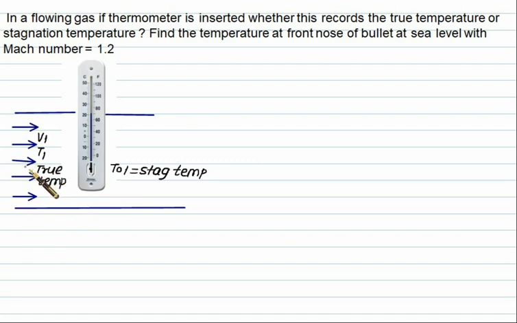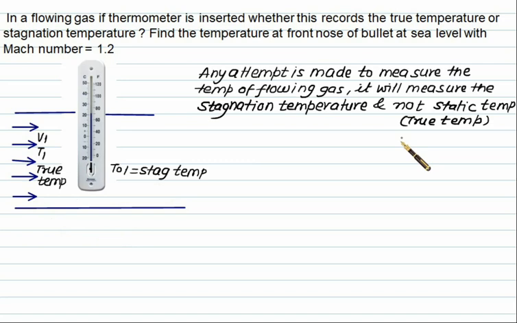If any attempt is made to measure the temperature of a flowing gas with the help of a thermometer, it will not measure the true temperature, rather it will measure the stagnation temperature. So any attempt to measure the temperature of flowing gas will measure the stagnation temperature and not the static temperature, that is the true temperature. But we can very well calculate our true temperature using the relation T01 by T1 equal to 1 plus gamma minus 1 by 2 Mach number square. For this, we should know the velocity of the fluid and the velocity of sound. From Mach number, we can very well calculate the static temperature T1.